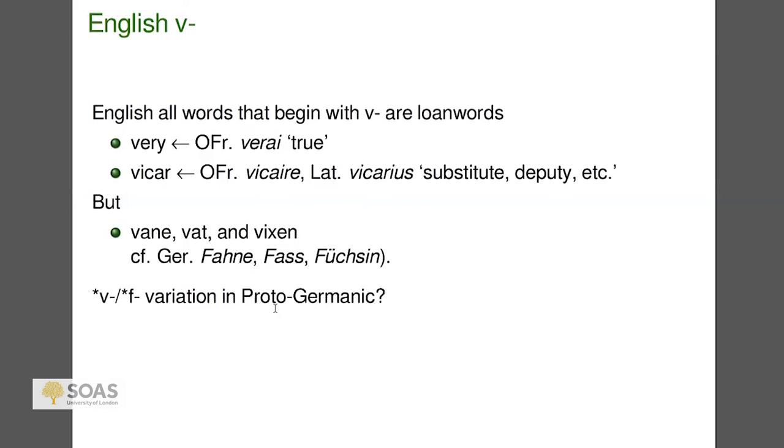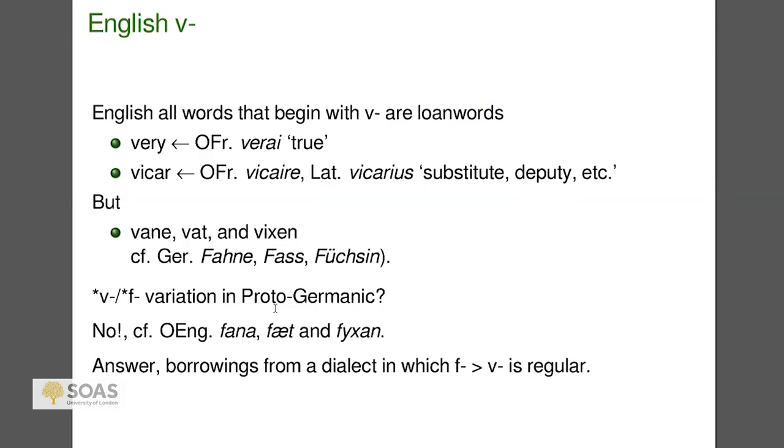Well, a very strict application of the comparative method would require that you reconstruct some kind of variation back into Proto-Germanic, where you had the V for vein, vat, and vixen that, let's say, changed to an F in German, because there's a different correspondence than you see, for example, in fox to Fuchs, where both languages have F. But that's not right. That would be wrong. And we can tell that in the history of English alone, where vein was fane, vat was fat, and vixen was something like fyxen, yeah?